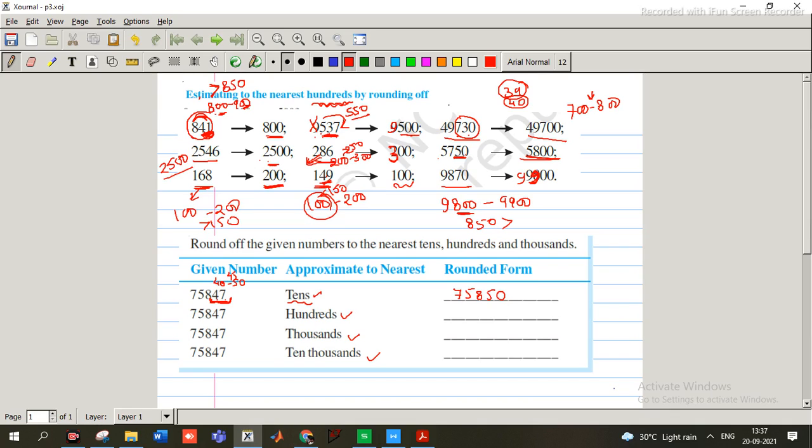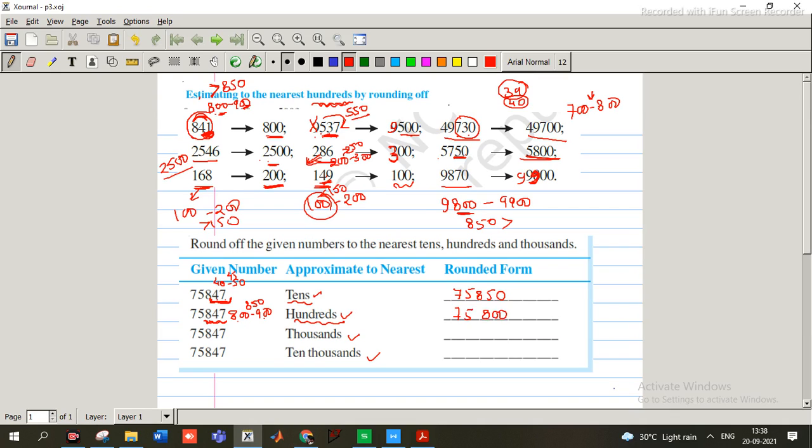So the round off of this will be 75850. Now they are asking us to approximate it to the nearest hundreds. So I'll have to take these 3 digits. Okay, so 75847. So this number will definitely be in between 800 to 900, and if it is greater than 850, I'll write it as 900. If it is less than 850, I'll write it as 800. As they have written 847, definitely it is less than 850. So what will I write? I'll write 800.